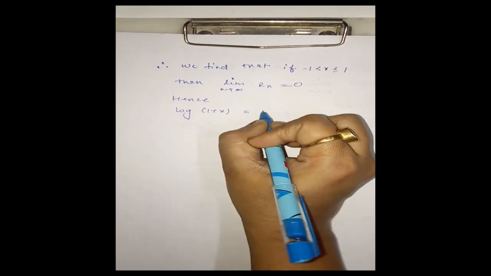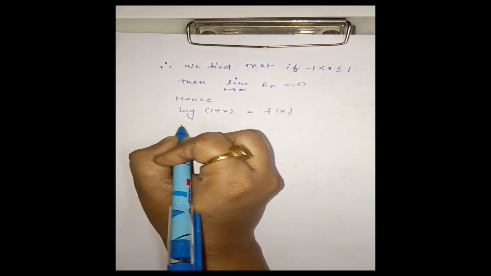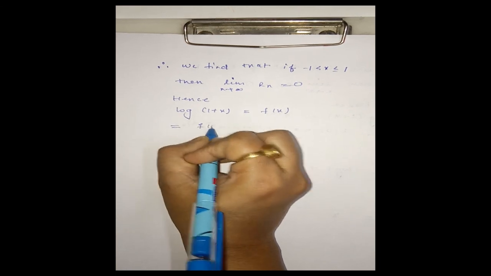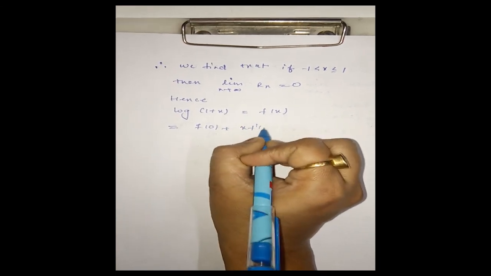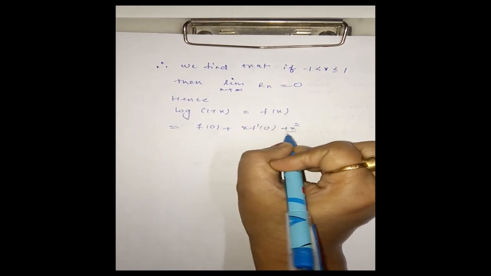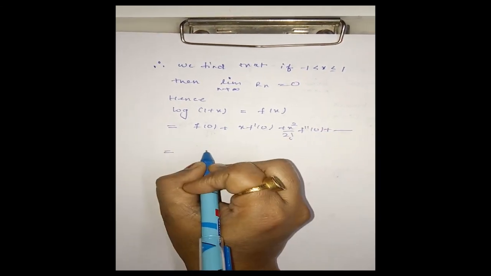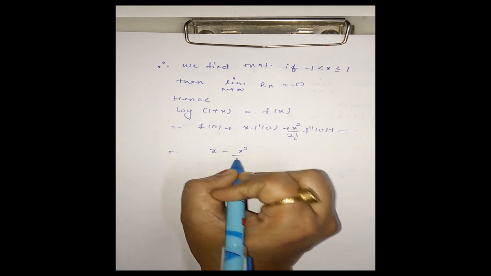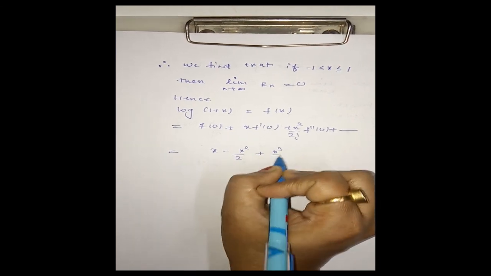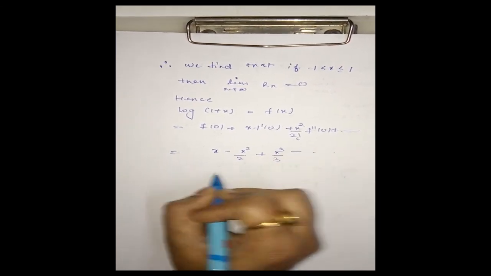Therefore we have log 1 plus x is equal to f(x) is equal to f(0) plus x f dash 0 plus x square by 2 factorial f double dash 0, and so on, and this is x minus x square by 2 plus x cube by 3 and so on.